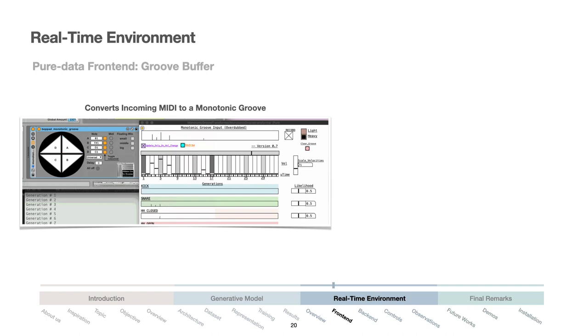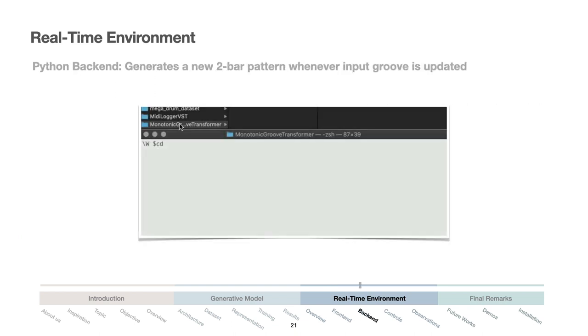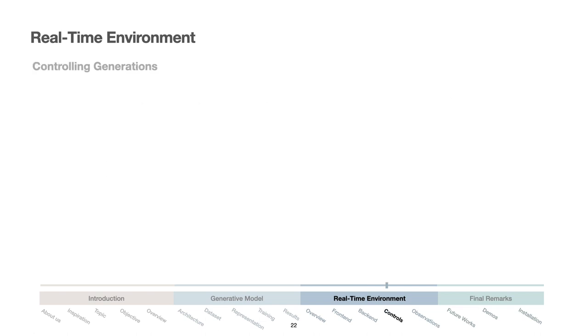the user should either play a note or manually manipulate the content using the dedicated per-step sliders. The backend is a multi-threaded Python script in which the contents of the buffer are received, and accordingly a new 2-bar pattern gets generated. The generations are then sent back to the front-end via an OSC connection, and the user does not need to interact or monitor the backend during the performance.